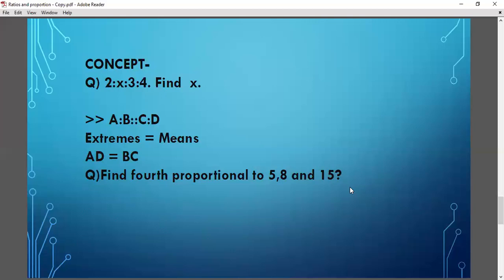So if you write this as 5 is to 8 is to 15 is to D, now apply the extremes and means method. So this becomes 5D equals 8 into 15. So if you further simplify this, the value of D will be equal to 24. You can also take it as x or any other variable you want. So this method is quite handy and easy.